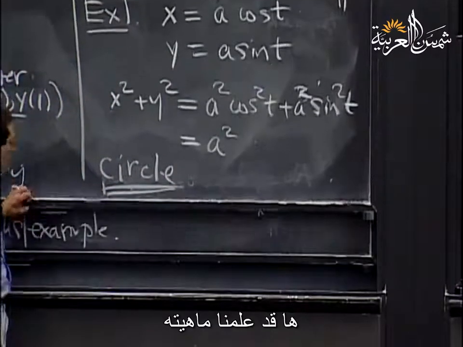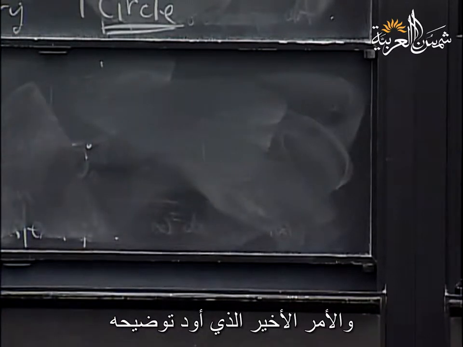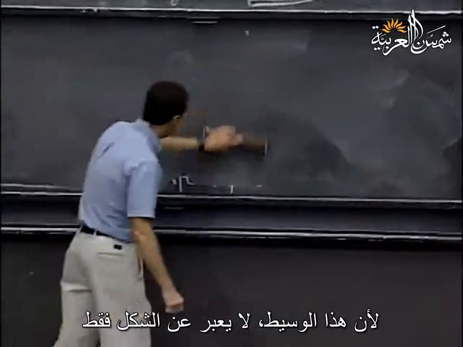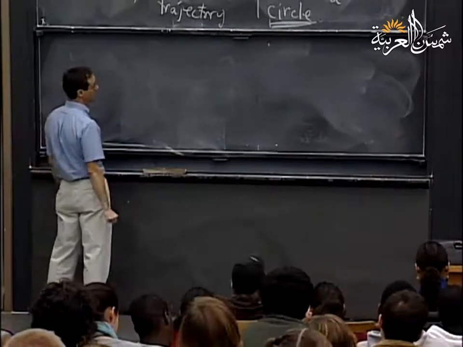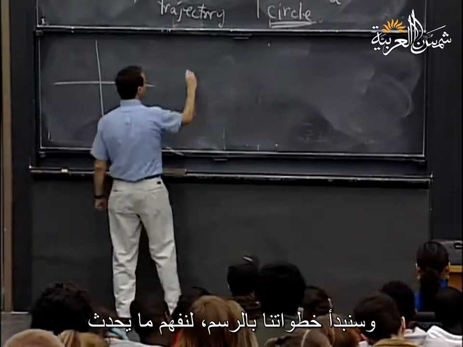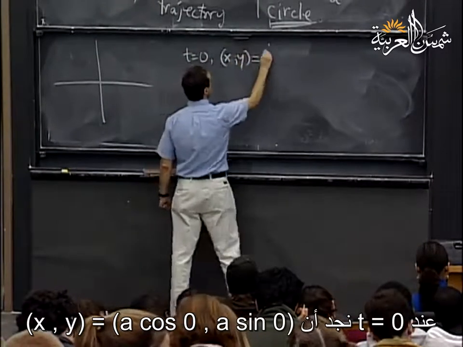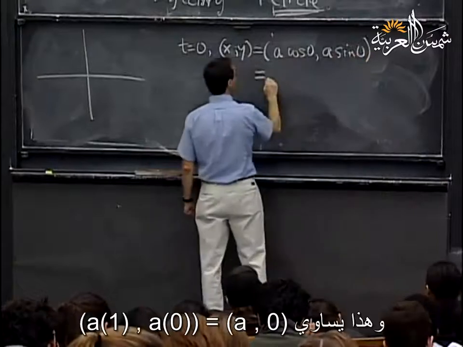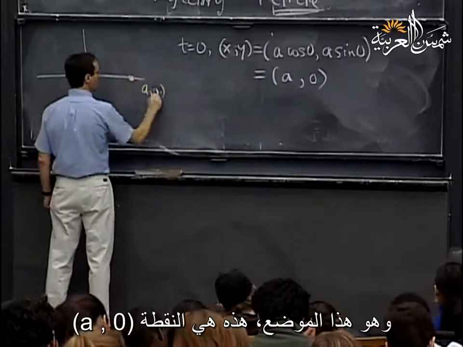Well, we know what shape this is now. And the other thing I'd like to keep track of is which direction we're going on the circle, because there's more to this parameter than just the shape. There's also where we are at what time. Think of it like the trajectory of a planet. So here, I have to do this by plotting the picture and figuring out what happens. At t equals 0, we have x, y equal to a cosine 0, a sine 0, which is just a times 1 and a times 0, so a, 0. And that's here. That's the point a comma 0.